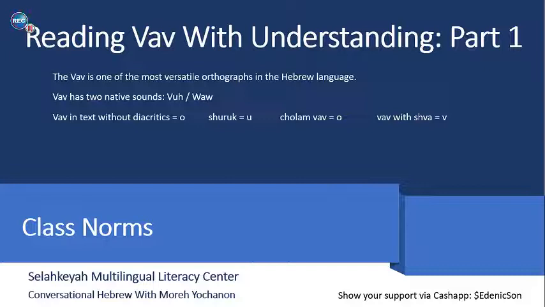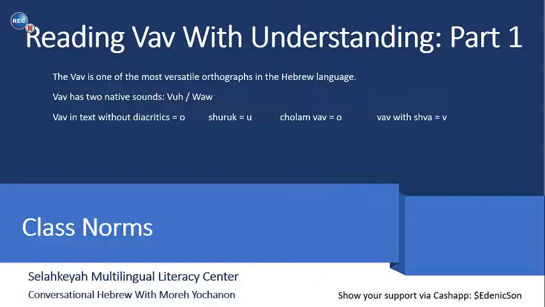So there are other ways of using the Vav, and these are a few of the ways that you can use the Vav. So Vav in text without diacritical marks, it's always going to make an O sound. The shuruk is going to always make the U sound. The cholam vav is always going to make the O sound. And the vav with the shva is always going to make a V sound.